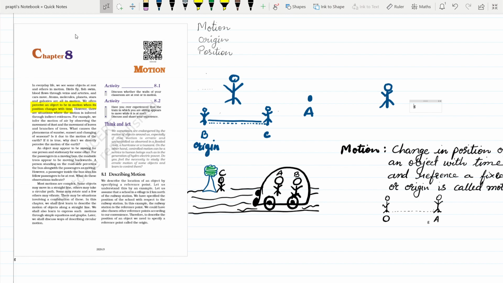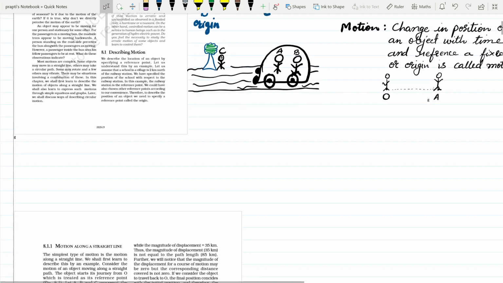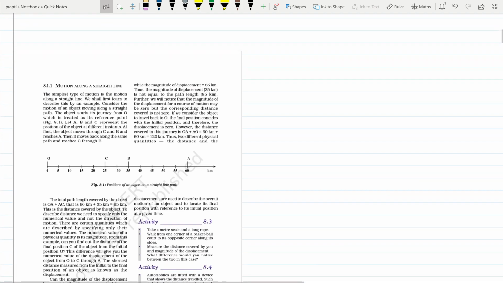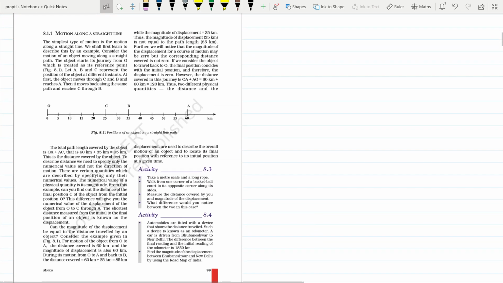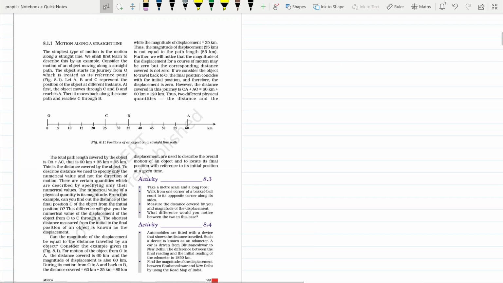Now, in the previous video, we saw what is motion, origin, and position of the object and how motion is a relative quantity. You need a reference point to describe motion. Let us discuss this further for motion along a straight line path.